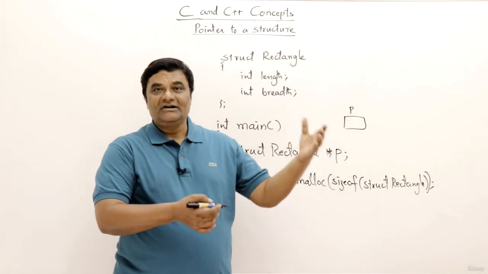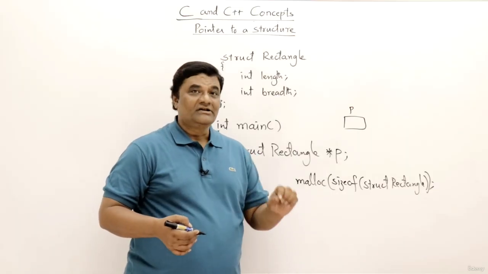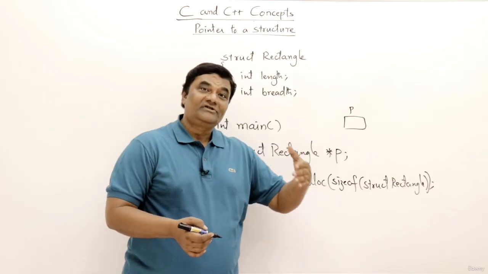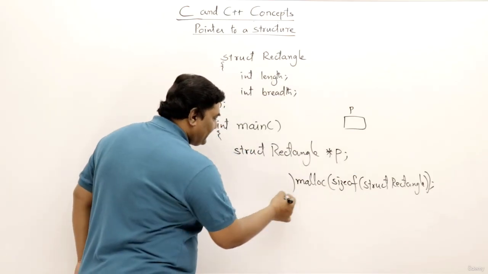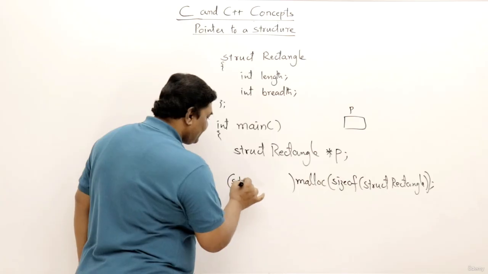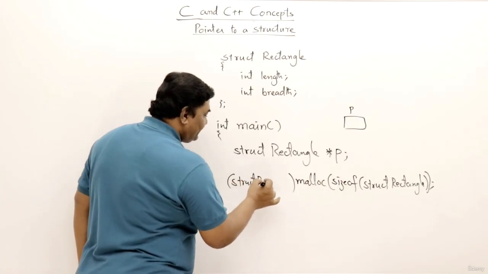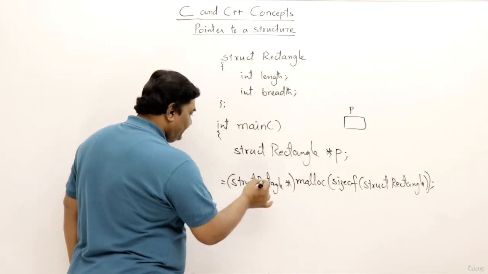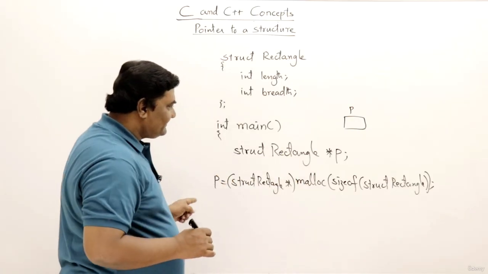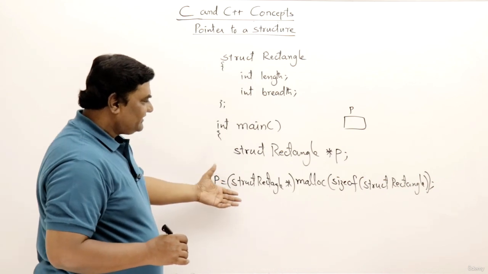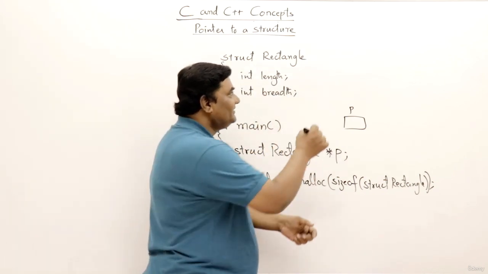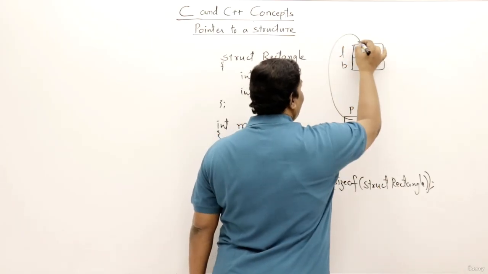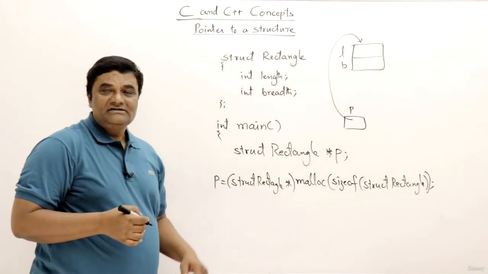Now we have to typecast it because the malloc function returns a void pointer. A void pointer means it's a generic pointer. So I have to typecast it. For typecasting, I should write here struct rectangle asterisk. So I am typecasting it as a rectangle type structure pointer. Then assign it to p. This is how we can allocate an object of type rectangle in the heap. So this will be created in the heap and it will have length and breadth and the pointer will be pointing on that one. This is the method.